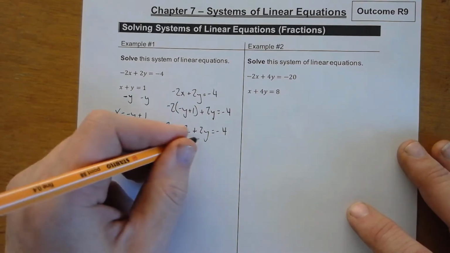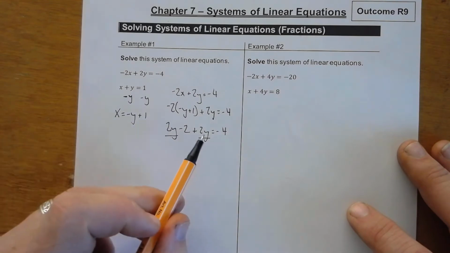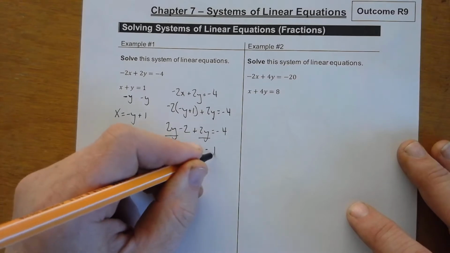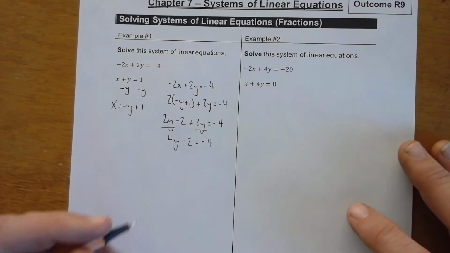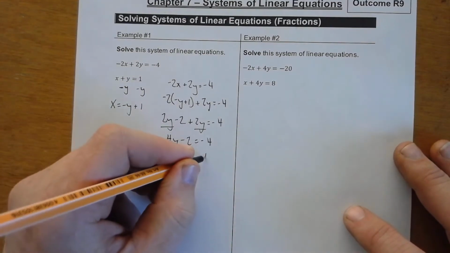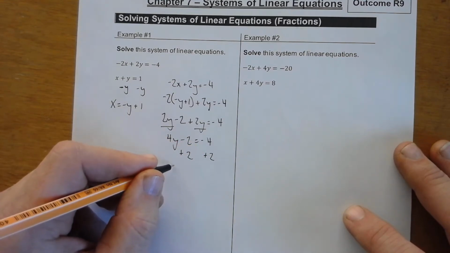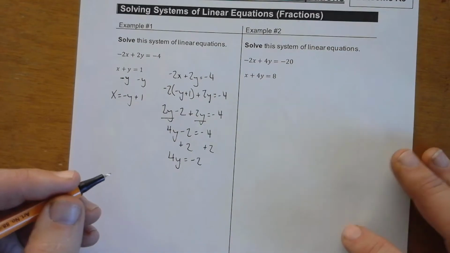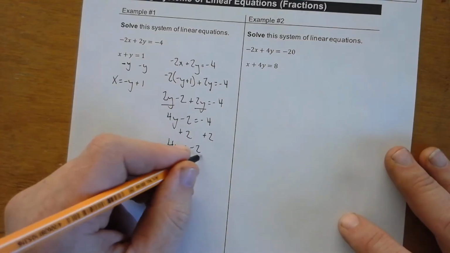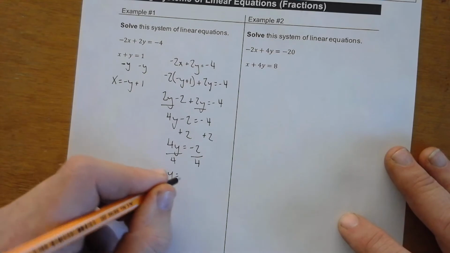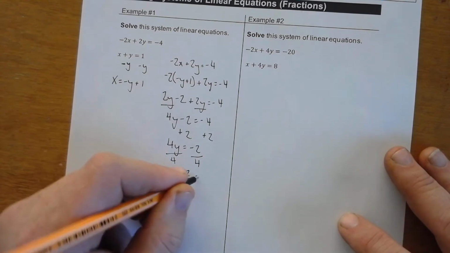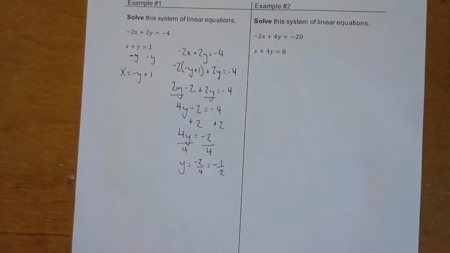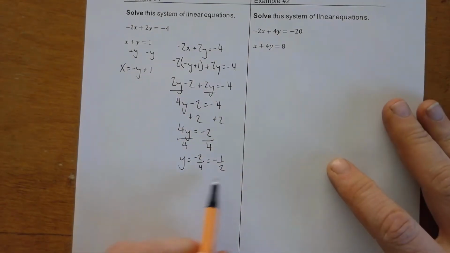I'm going to group my like terms at this point. So 2y plus 2y is 4y. So I have 4y subtract 2 equals negative 4. Then I'm going to add 2 to both sides of the equal sign, because I'm trying to isolate my y here. So I have 4y equals negative 2. And then I divide everything by 4, and I get y equals negative 2/4, which reduces to negative 1/2. So y equals negative 1/2.